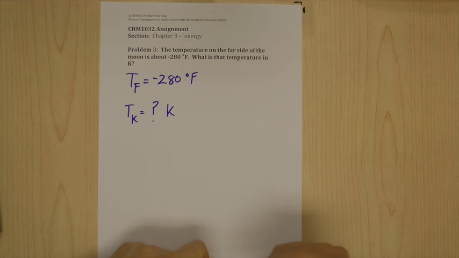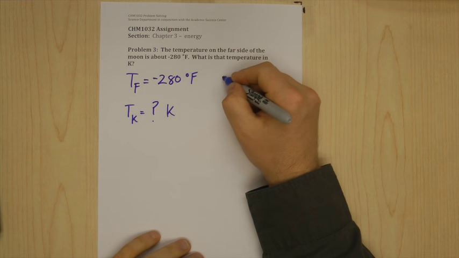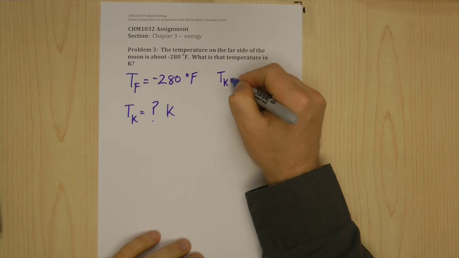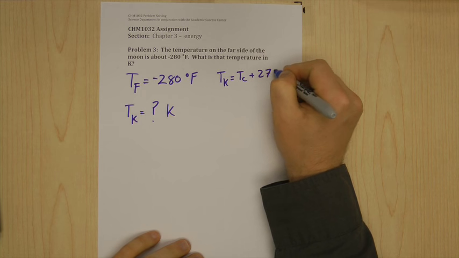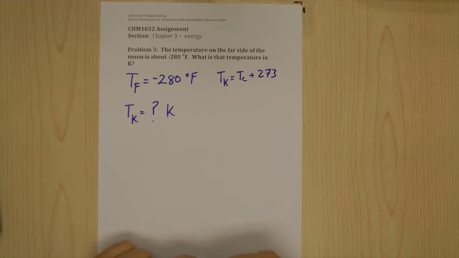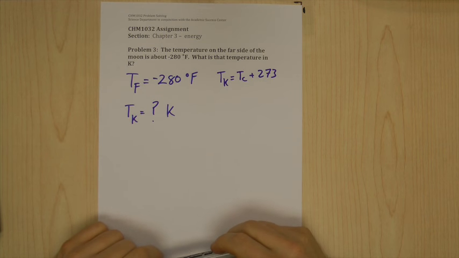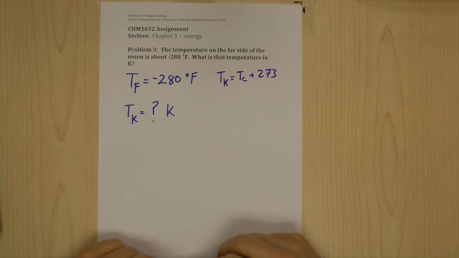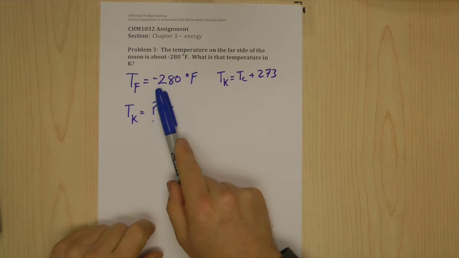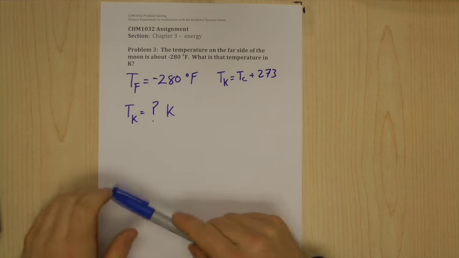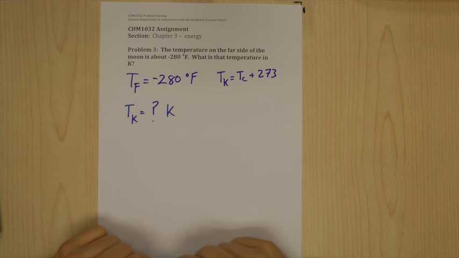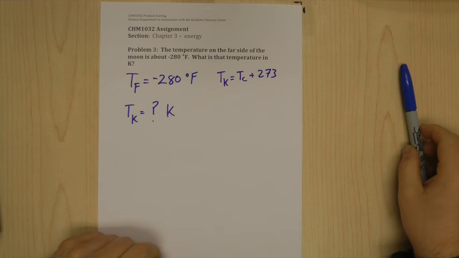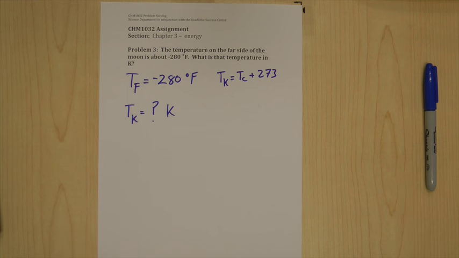Well, this expression will be given to you on an exam. TK equals TC plus 273. I hope you see the problem. The problem is we are given a temperature in Fahrenheit, but the expression for Kelvin requires that we are in degrees Celsius. So that adds a little bit of a complication for us in this problem.